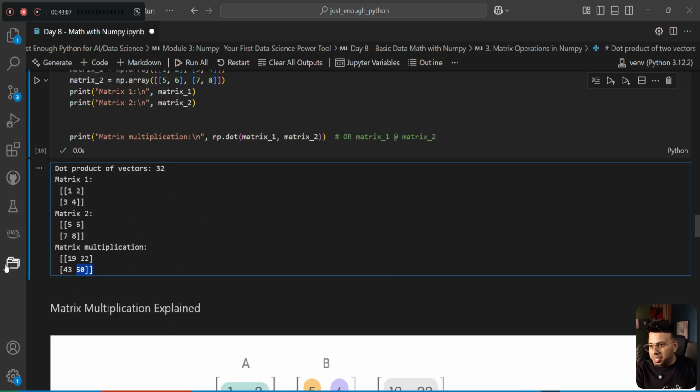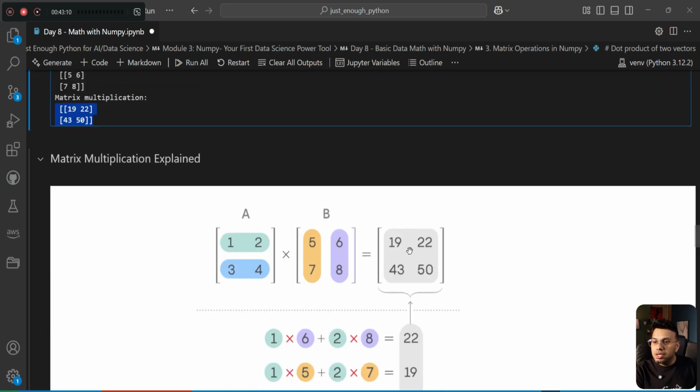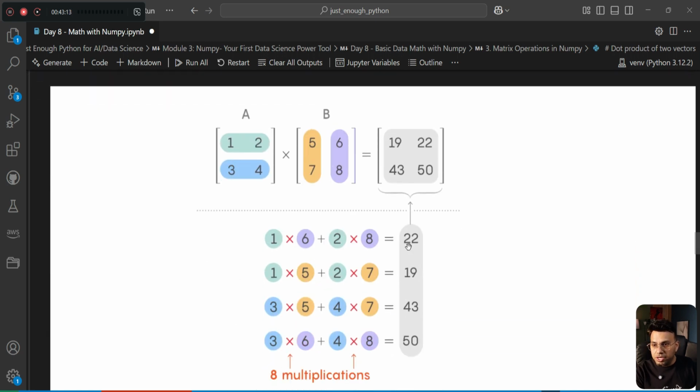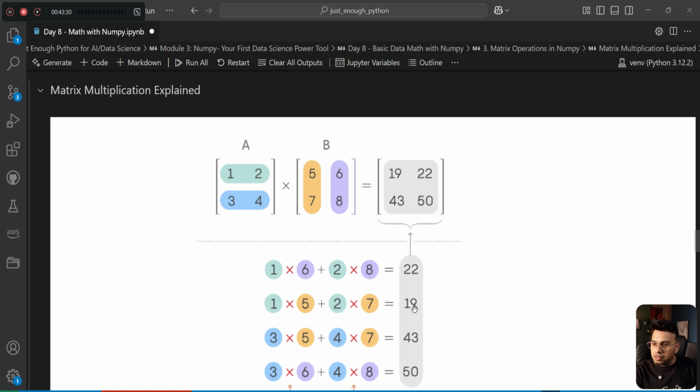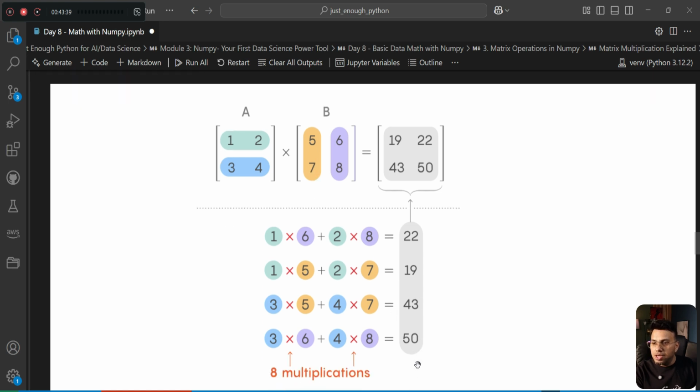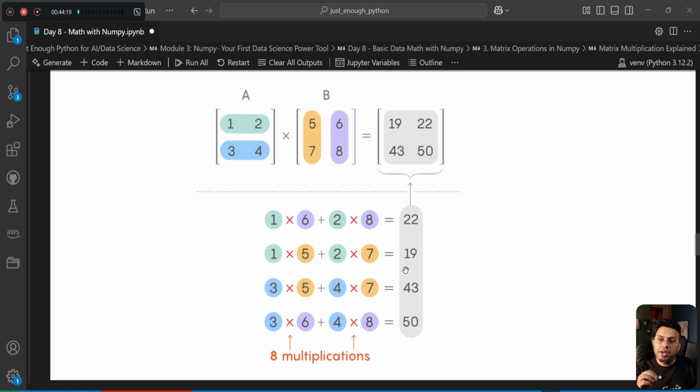The same thing that I explained here, how we are arriving at these values, is explained here. We get 22 by 1 into 6 plus 2 into 8. We get 19 by 1 into 5 plus 2 into 7. And similarly 43 and 50. Have a look at this example and you will find more such examples on the internet. If you just search matrix multiplication and go to the images tab, you will see more such examples. If it's not clear to you with this example, have a look at more examples.